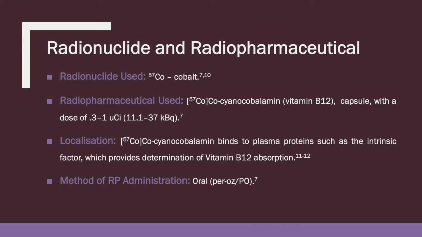This radiopharmaceutical is chosen due to its method of localization, as it also binds to plasma proteins such as the intrinsic factor. After it is bound to the intrinsic factor in the gastric mucosa, it is absorbed into the bloodstream via the terminal ileum and stored in the liver as per normal physiology for vitamin B12 absorption. The method of administration is oral, or per os, for the evaluation of the intrinsic factor.